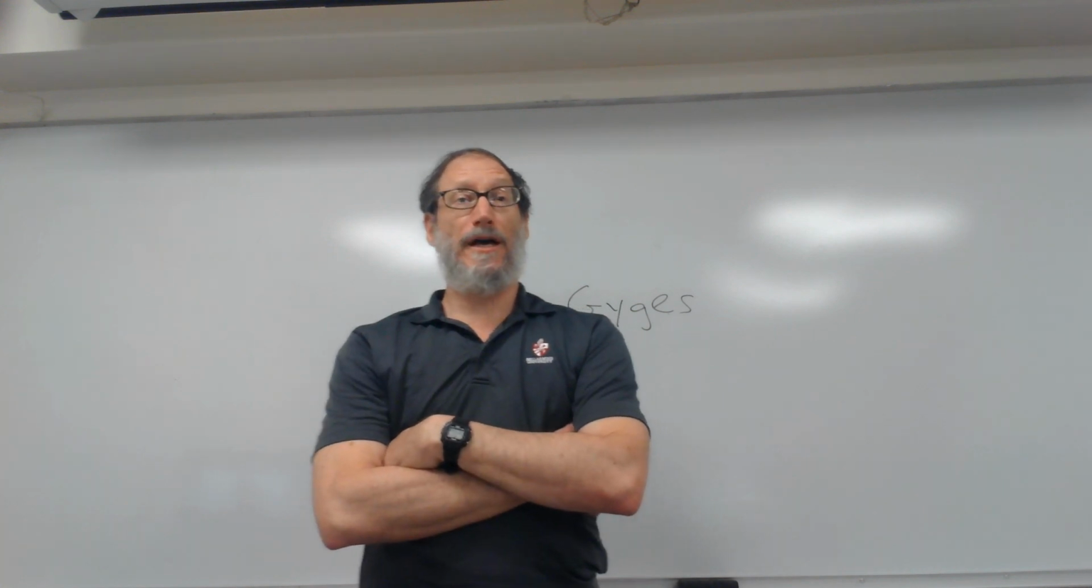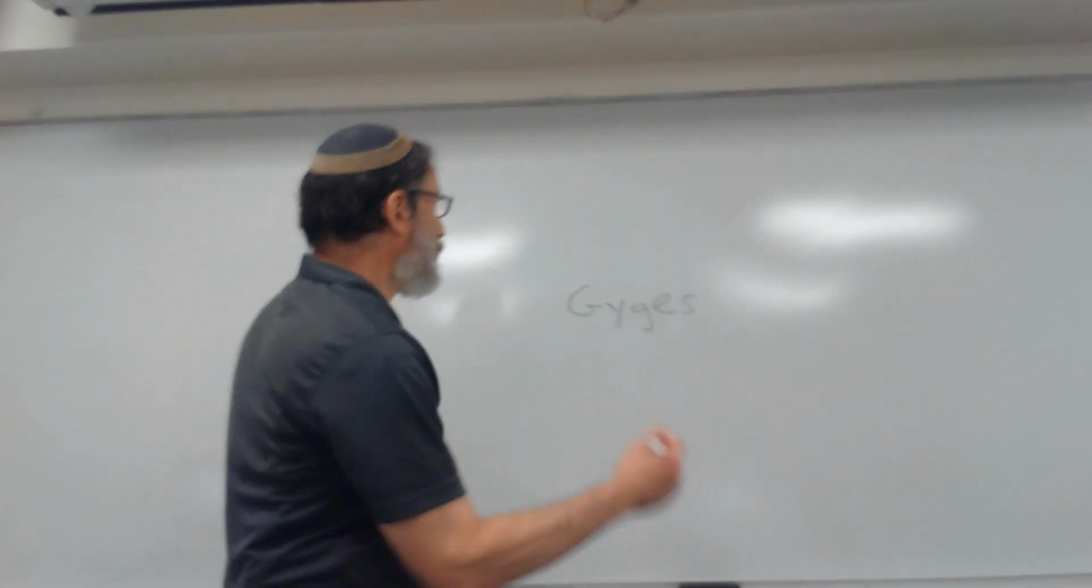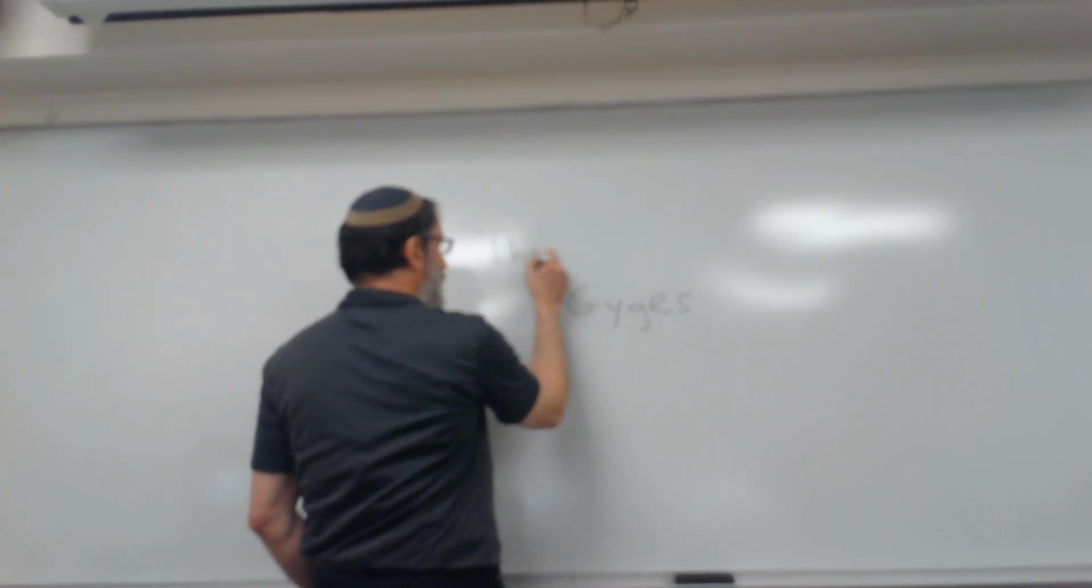And what happened was Gyges was shepherding his sheep somewhere, and he discovered a grave site, okay? And he goes down into the grave site and investigates, and he sees that there's an old dead body in there, and he notices that on the finger of the dead body there is a ring. Okay, so we're going to call this the ring of Gyges.